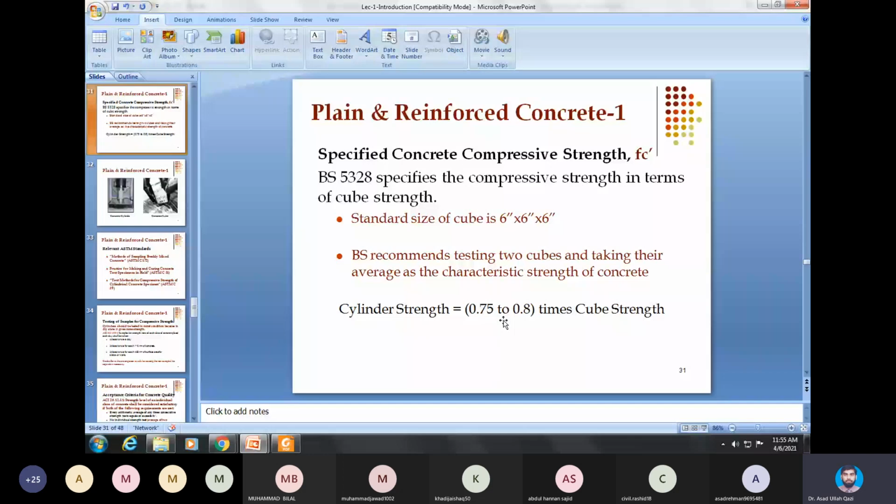And a good equation is that normally cylinder strength is considered to be 80% of the cube strength. So when you want to convert by doing cube testing, the strength to equivalent cylinder, you need to multiply the cube strength with 0.8 to get equivalent cylinder strength. Or if you have done cylinder testing and you want to convert it into equivalent cube strength, you need to divide that cylinder strength with 0.8 to get cube strength.